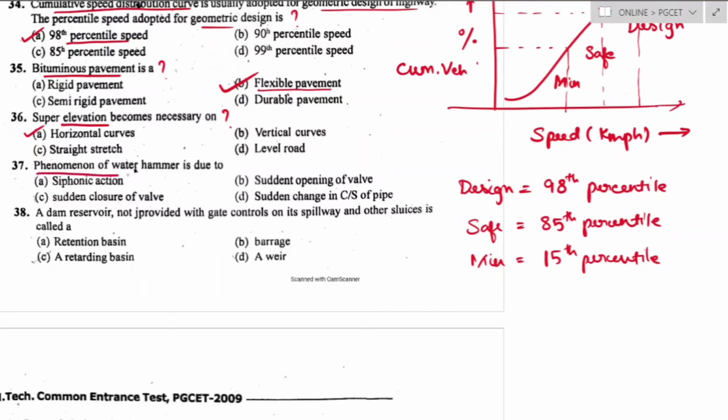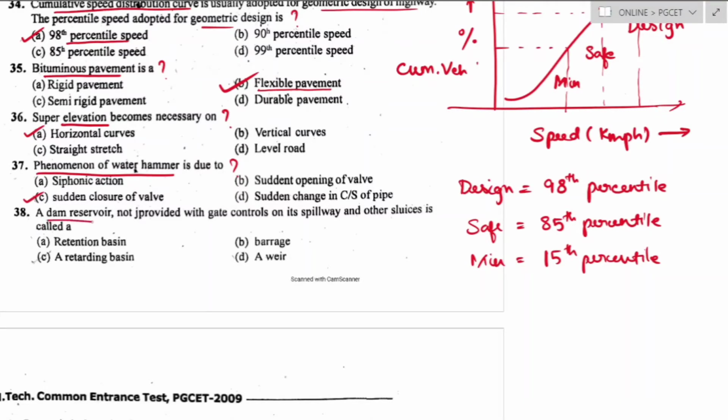Question number 37. Phenomenon of water hammer is due to. Water hammer is a result of pressure surge or high pressure shock waves that propagate through a piping system when a fluid is in motion and forced to change direction or stop abruptly. So option C is the right answer, that is sudden closure of the valve.